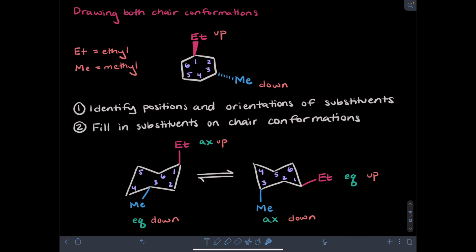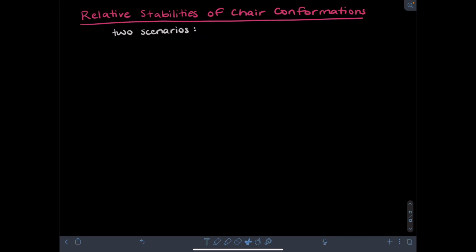So notice here as well, I had an ethyl group that's axial in one conformation, and then it becomes equatorial in the other one. And my methyl group, which is at the 3 position, goes from equatorial to axial upon the ring flip. What did not change is what's pointed up or down.